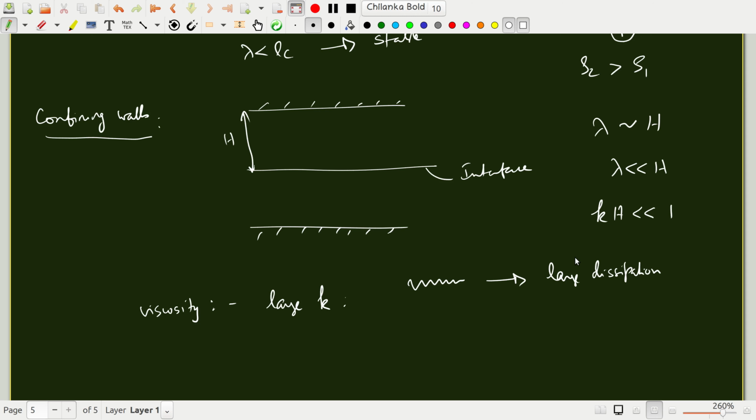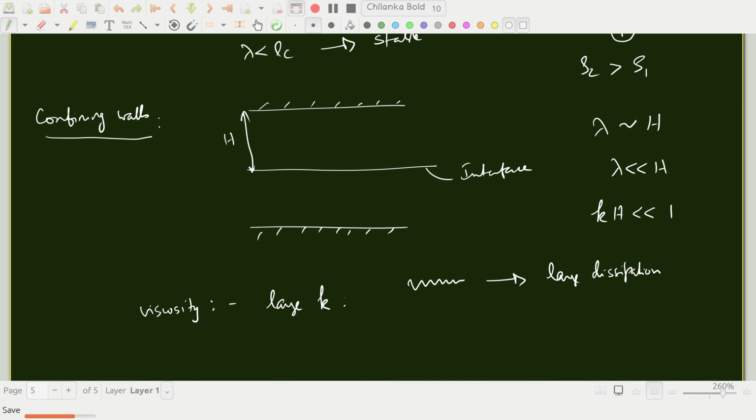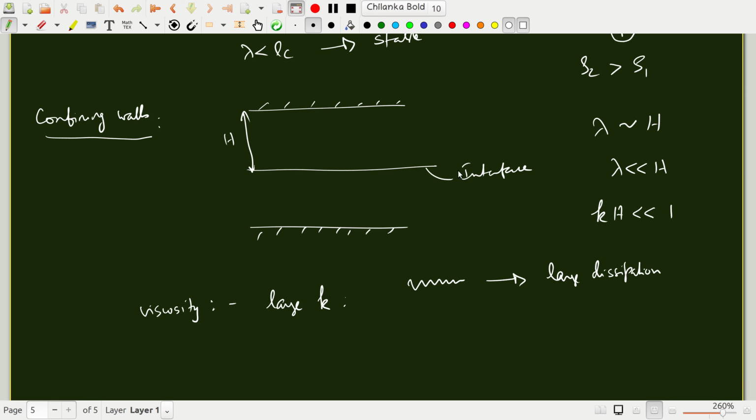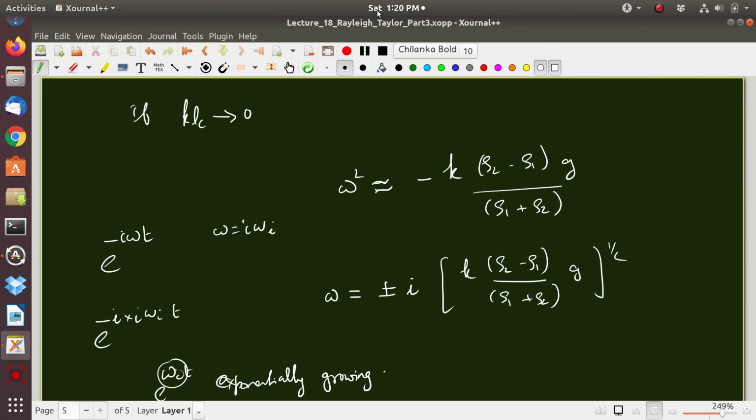Okay, I'll stop here for this module. In the next module, I'll start with Kelvin-Helmholtz instability, which is for two shearing flowing fluids, but again in the inviscid limit. Until then, thank you.